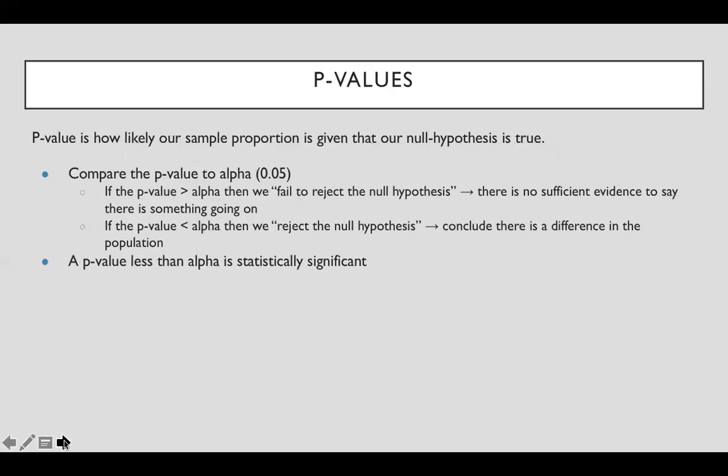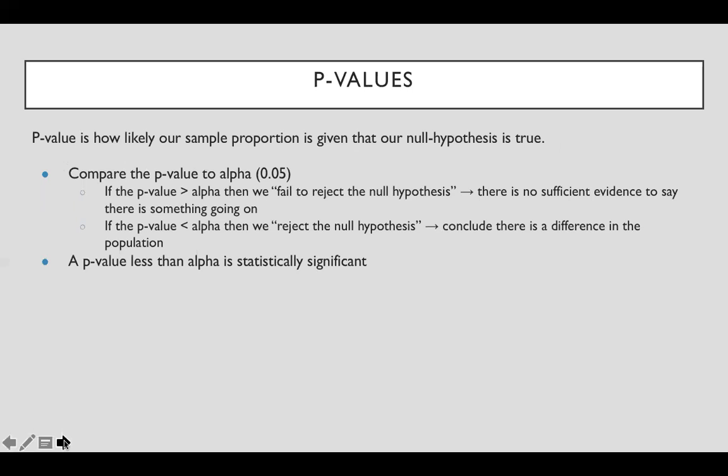Okay, so moving into p-values. A p-value is how likely our sample proportion is, given that our null hypothesis is true. So we compare the p-value to alpha. Typically our alpha is 0.05 unless otherwise stated. If you are not given an alpha level, you can assume that it's 0.05.